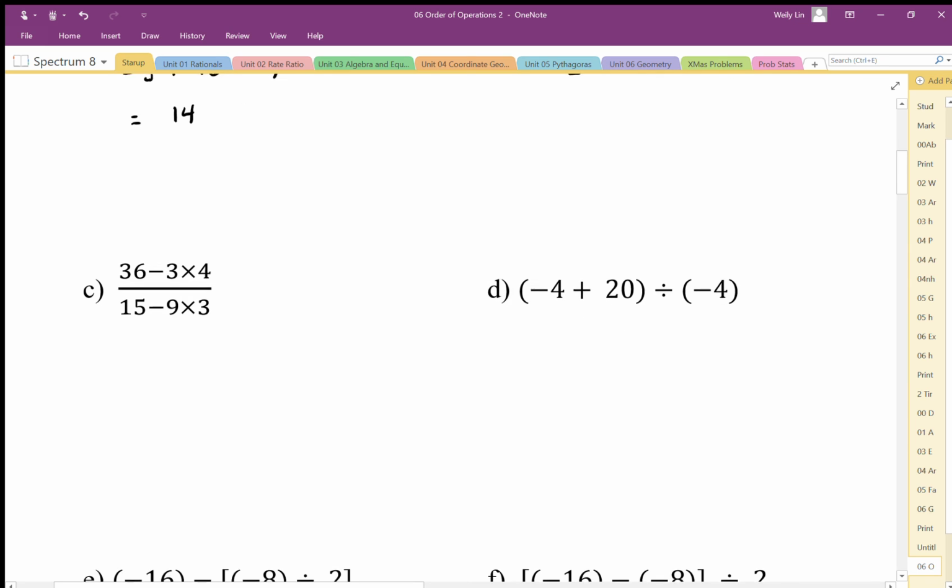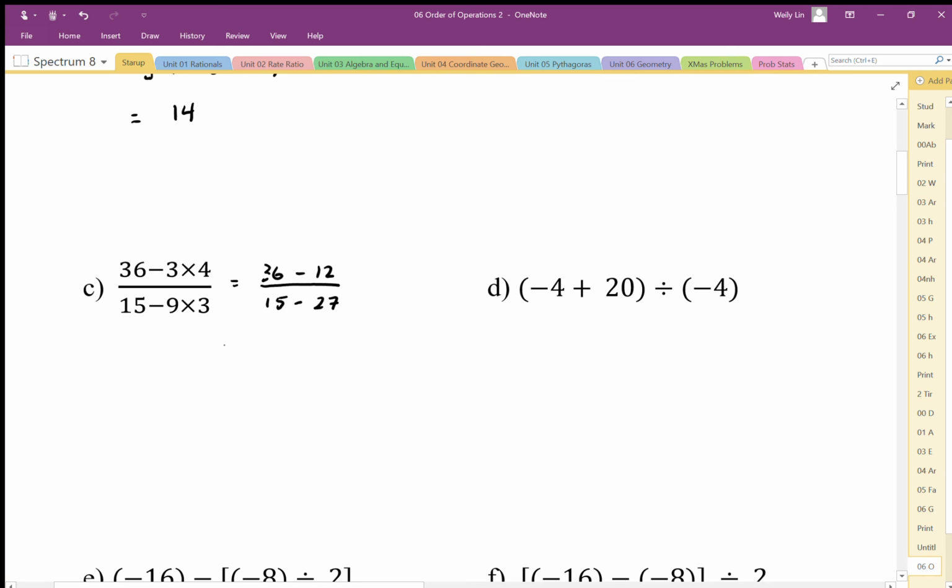So here, this is a much simpler divide, because this times 3 we know is in the denominator, so it's divide. And this new times 4 is in the numerator, so we know it's times. So it is much better to use divide as a fraction like this. So I'm going to do my times first. 15 minus 27. On top, I end up with 24. 15 minus 27 gives us -12. Positive divided by negative is equal to negative. 24 divided by 12 is equal to 2. So we end up with -2.